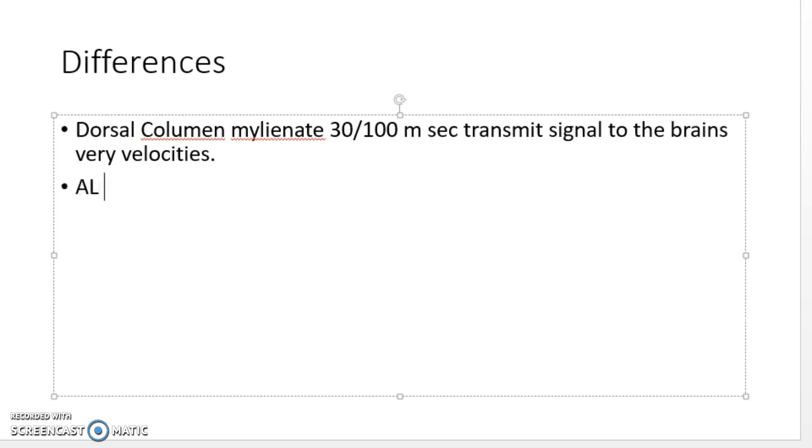Now let me talk a bit about the anterolateral system, where the fibers are smaller and less myelinated, so they travel a bit slower, around 40 meters per second or even slower. The next thing I want to talk about is the next main difference, which is the spatial orientation.